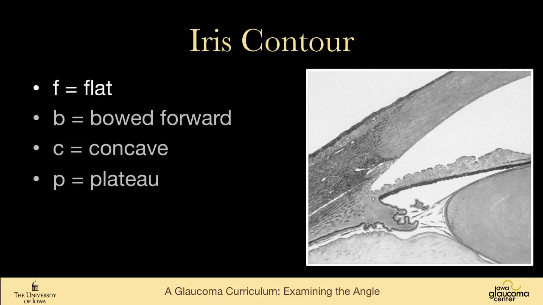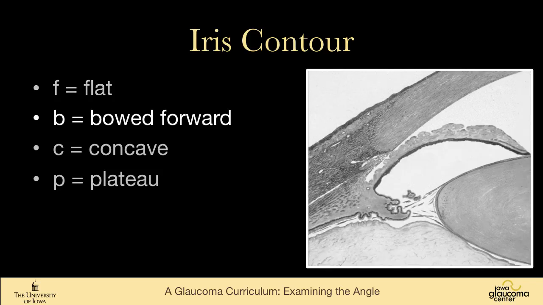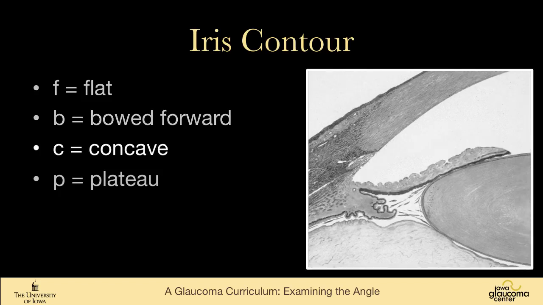And lastly, we talk about the contour of the iris, what the shape of the iris is. In this case, this is a flat iris, so it gets the letter F. This iris is bowed forward, so it gets the letter B. This is concave, like you would see in pigment dispersion, for example.